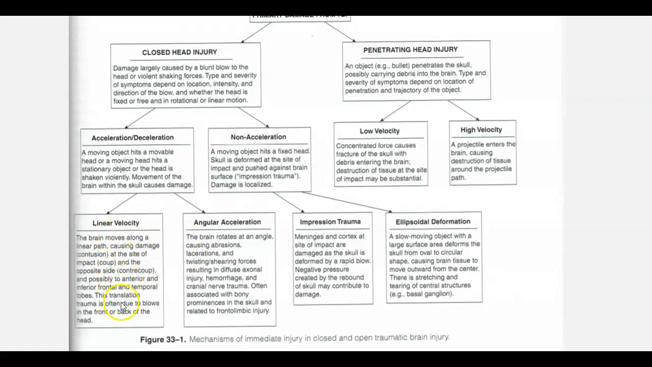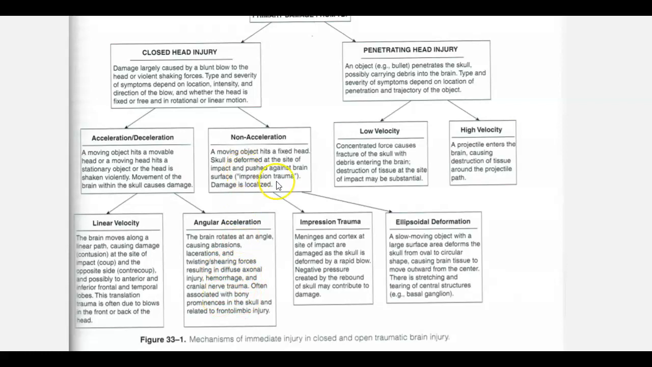So this is just explaining what happens in acceleration, deceleration, and then in these two instances. So I want you to go back and just really look over these and take a close look. But the linear is the one that we think about a lot in terms of this coup and contra coup, where the head goes forward, the skull hits the front of the brain, the head moves backward, the back of the brain hits the skull. I hopefully said the front of the brain hits the skull when it goes forward, and then the back of the brain hits the skull when it goes backward.